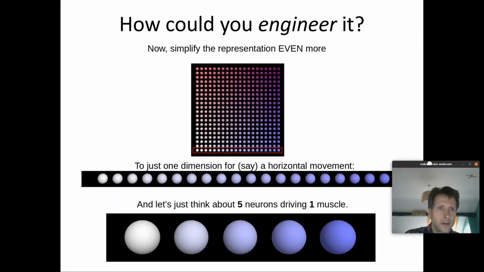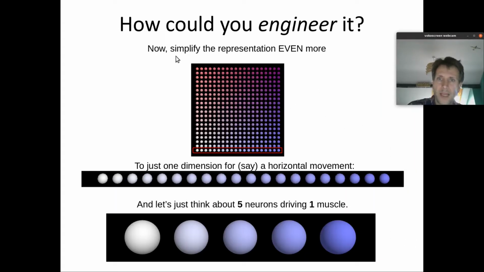So here we've got the same idea. We might say that this is just going to be x and y. It's a Cartesian superior colliculus, and in the case of having a Cartesian superior colliculus, how would we get that to drive a muscle correctly?